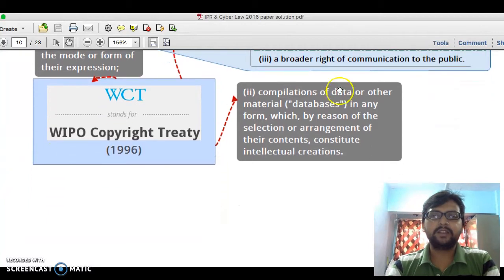And at the same time, in the second part we are discussing the compilation of data or other material, that is databases in any form, which by reason of selection or arrangement of their content constitute intellectual creation. A person who owns a particular website is obviously going to store some information from their customers or account holders. So those details we are going to store in a database. Obviously we should handle those databases with care, and what rights we have on those databases, whether we can use them for which types of purposes, whether we can forward the same data to a third party or not, all these points are described here. I hope it is clear now.